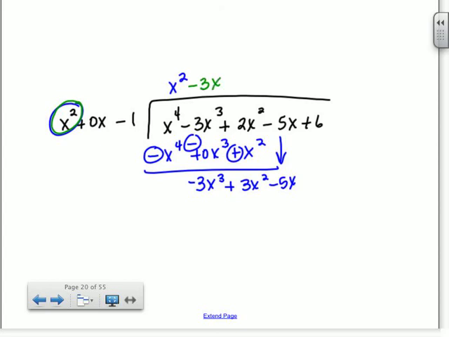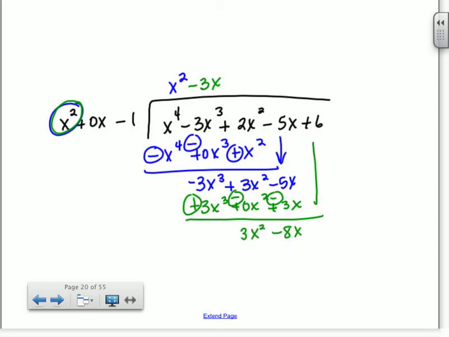Notice on the top I had x squared, now I have something with x. Okay, multiply that negative 3x by everything in the divisor, so negative 3x times x squared is negative 3x cubed. Negative 3x times 0x is plus 0x squared. Negative 3x times negative 1 is plus 3x. Draw the line. Change the signs. Add straight down. You get 3x squared minus 8x plus 6.